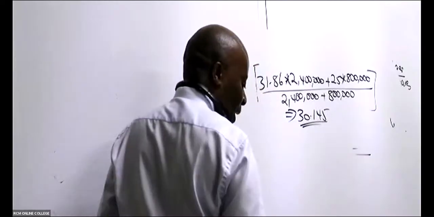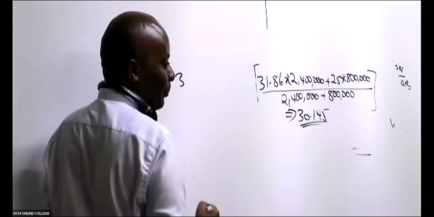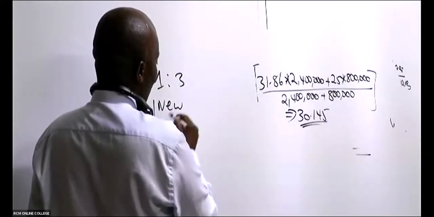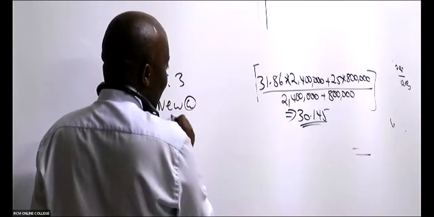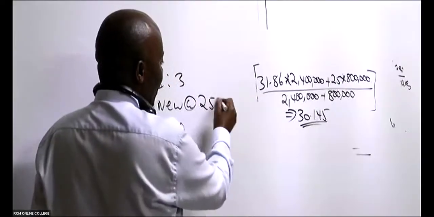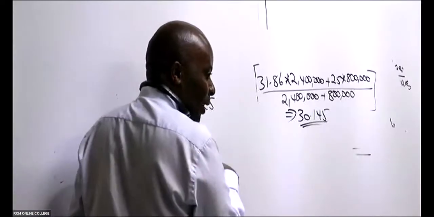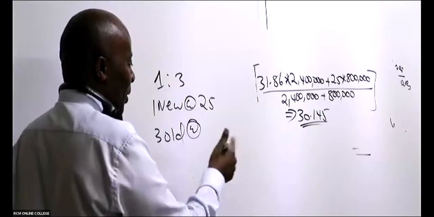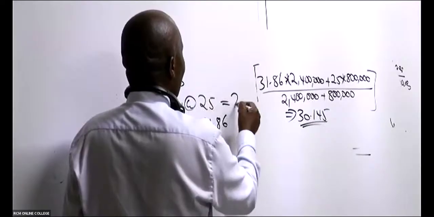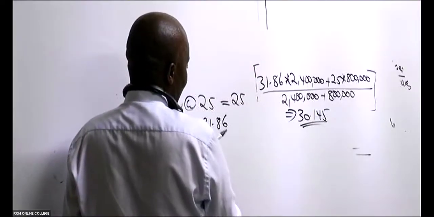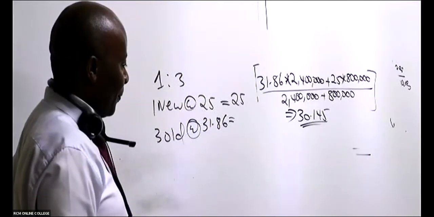In this case here, the better style is to remember the rights ratio. Remember, our rights ratio is 1 is to what? So 1 new for every 3 old. So 1 new, this is the rights share, which is going for 25. These 3 old are at a price of 30, but because of the new venture, it became 31.86. So could you kindly multiply? 1 times 25 gives me 25. How about 3 times 31.86?